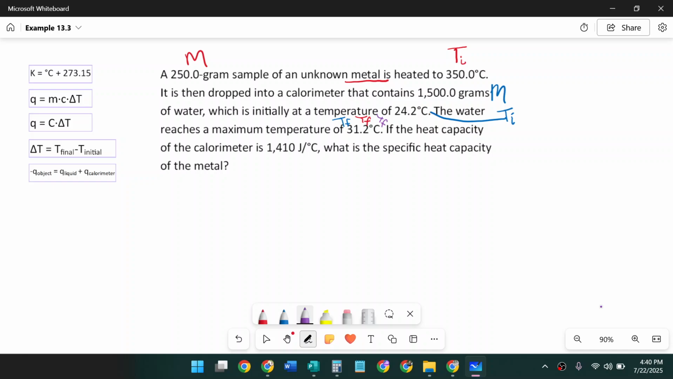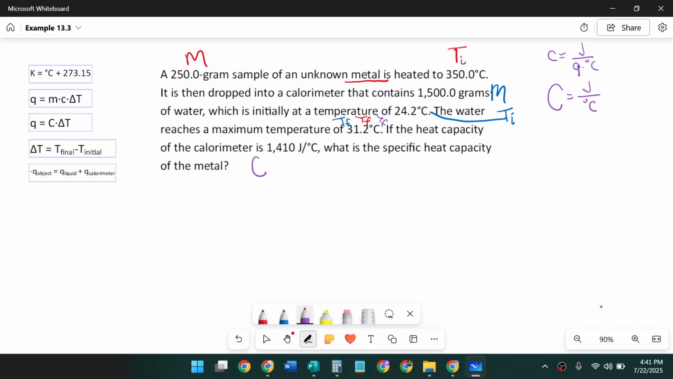All right. And then we're told the heat capacity of the calorimeter. So this is our big C. You can tell because the units are joules per degree Celsius, and our little c is joules per gram times degree Celsius, and then our big C is joules per degree Celsius. If it says heat capacity, it's the big C. If it says specific heat capacity, it's the little c, and we have to take into account the mass when we're figuring it out. All right, this is a messy looking thing.